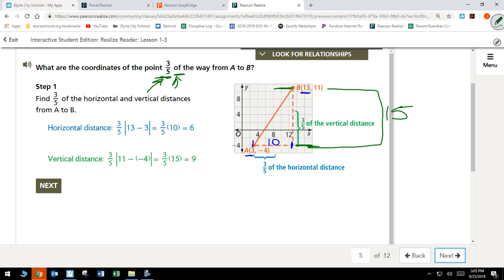In our case, we want to know what is 3/5 of the horizontal distance. Well, 3/5 of the horizontal distance is 3/5 of 10. Because again, I just found the difference between where I started and where I ended. Mathematically, that looks like an absolute value equation. Or you could just count between points.